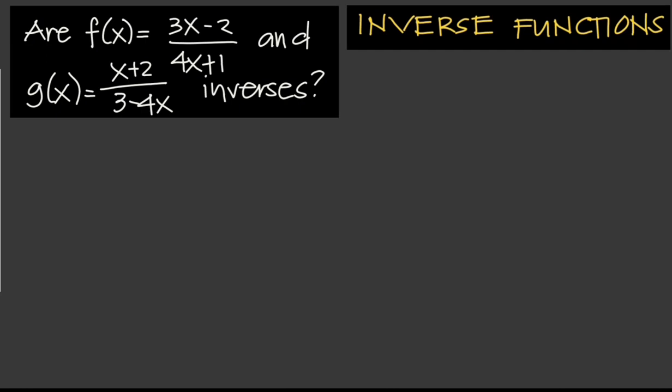Let's try another example here. Our f of x equals 3x minus 2 over 4x plus 1, and g of x equals x plus 2 over 3 minus 4x. Are they inverses? Again, we calculate the composition of functions, that is f of g of x. So this is f of x plus 2 over 3 minus 4x. We replace g of x by its equivalent expression.